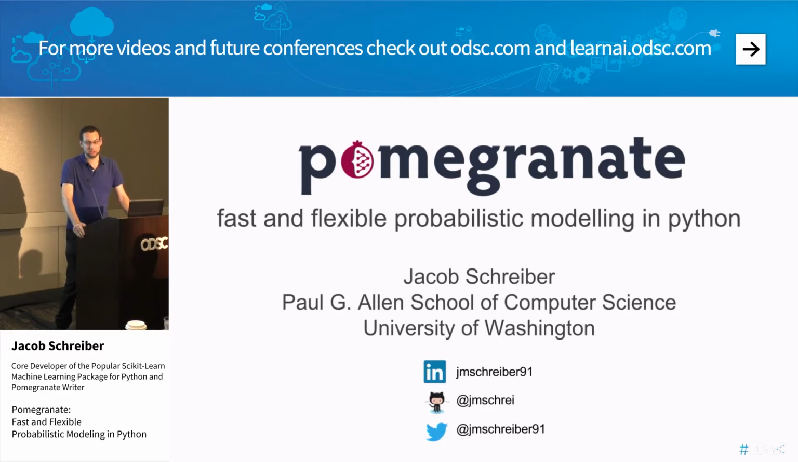I'm a fourth-year graduate student and NSF Big Data Fellow at the University of Washington, where I study the intersection between machine learning and genome science. I've been working on Pomegranate as a side project for the last few years, and I've recently been spending a lot of time on it, so I'm really excited to be talking to you about it, even though I think my advisor would have preferred that I was working on research instead.